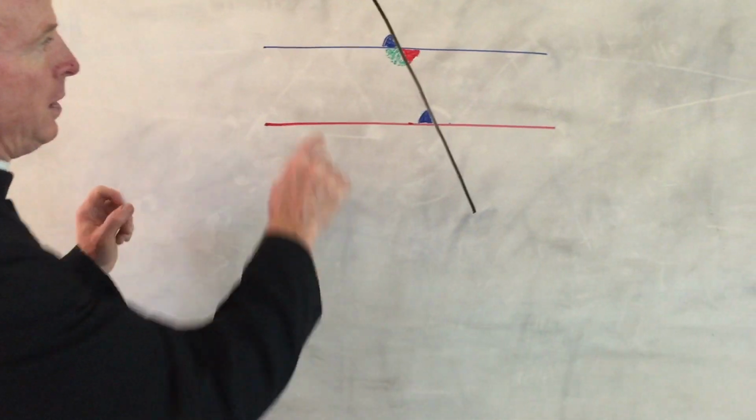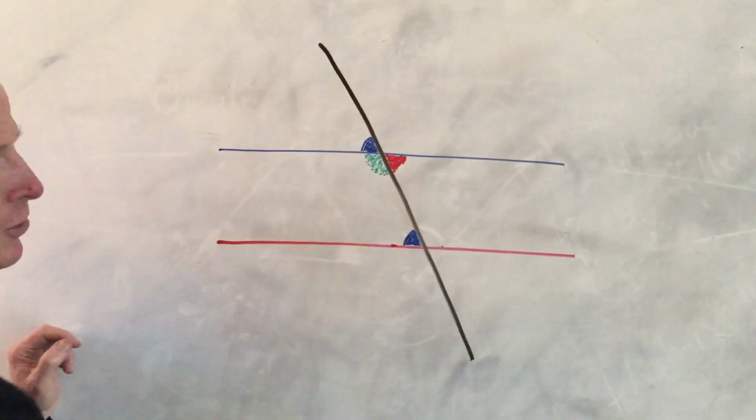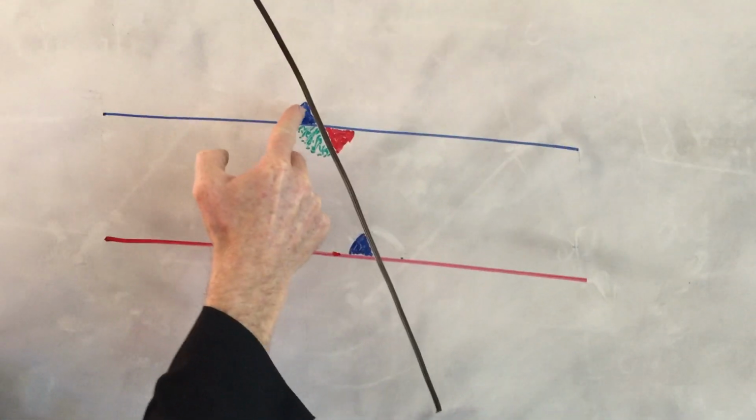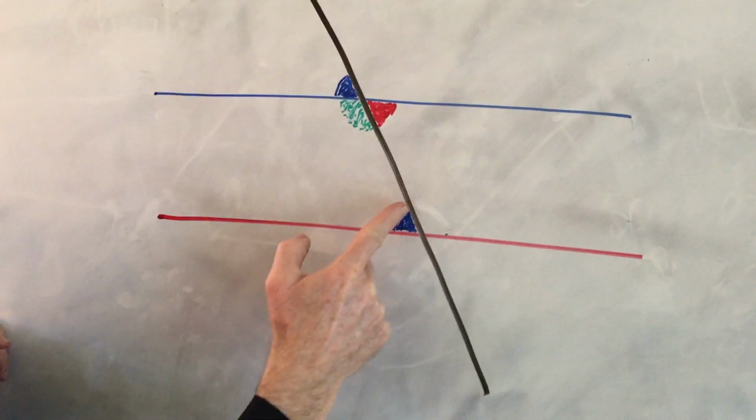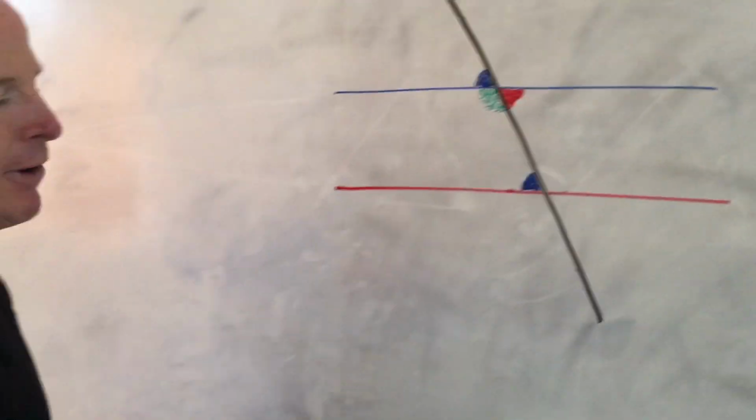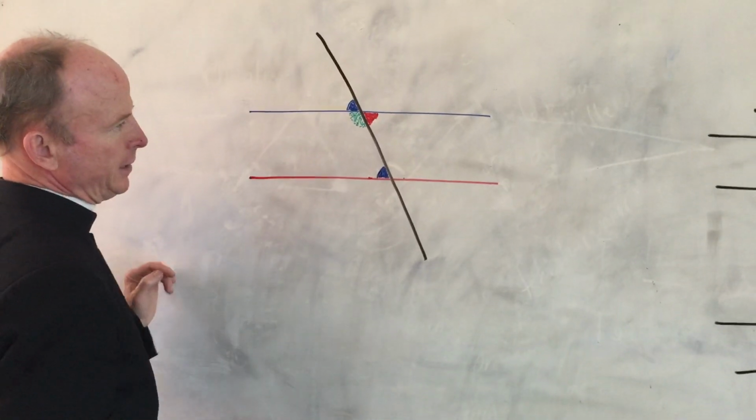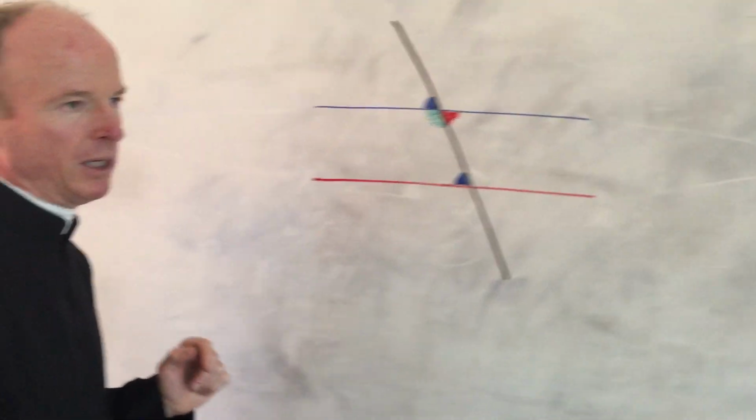So let it be that this is a straight line, and a straight line falling upon them. And let it be as a given that this angle, the exterior angle, is equal to the opposite and interior angle on the same side. I say that if that's the case, then these two straight lines are necessarily parallel.